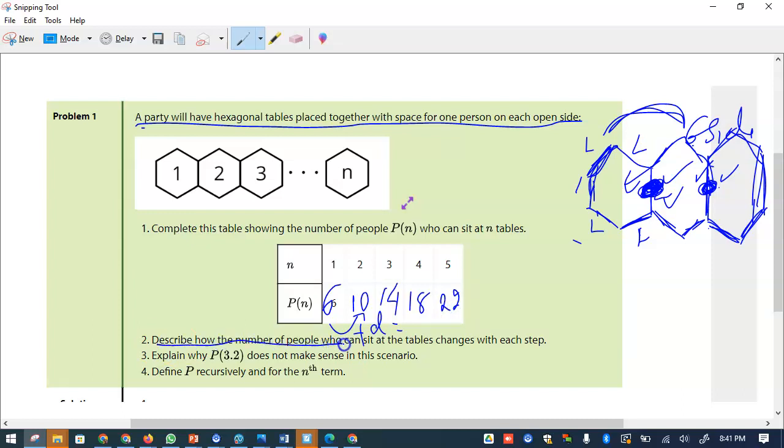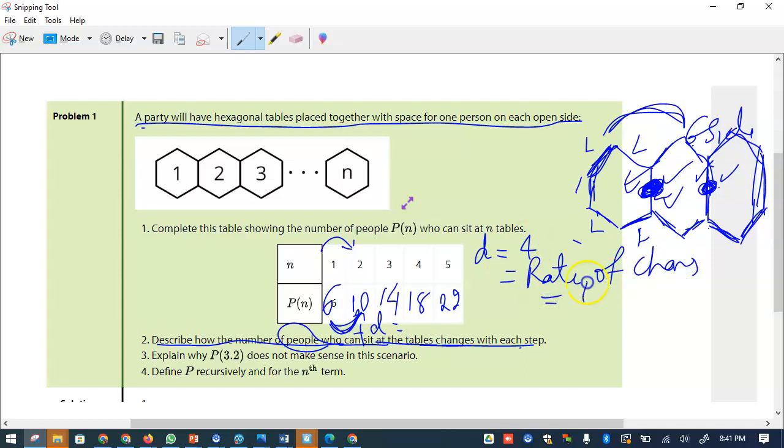Describe how the number of people who can sit at the table changes. So with each step, the number of people sitting down increases by four. That's all it is. So d equals 4, which is the rate of change, and it is also called the common difference, and that's what we learned here.